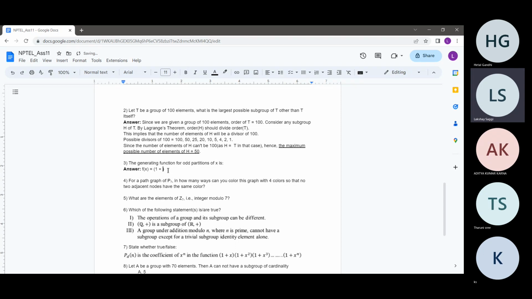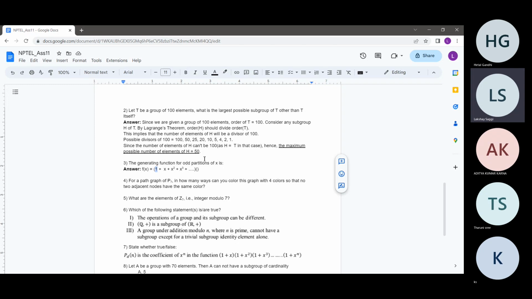You just write it as, like, let's say 1 plus x square plus x cube. So what does this first term imply? So this first term implies that you are taking the ones basically. So one will denote like you are taking no one. Like one is also odd. So odd partitions, what numbers can you use?